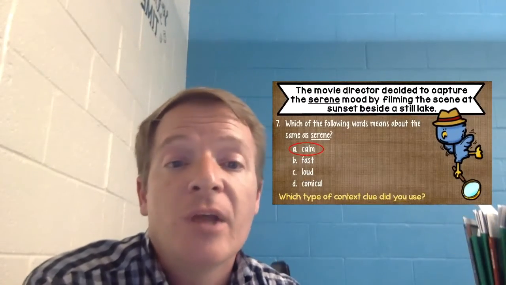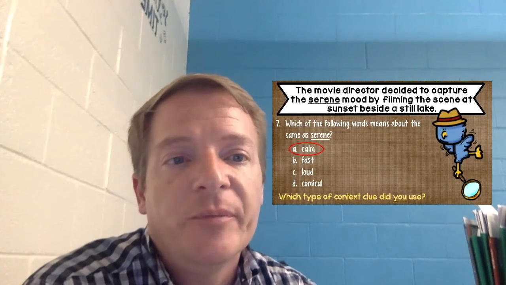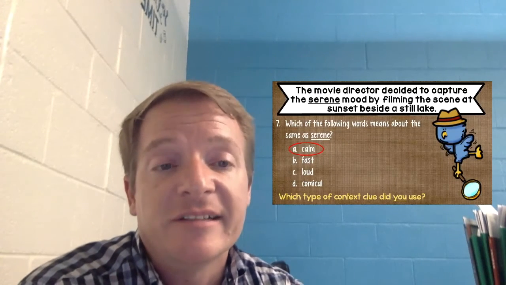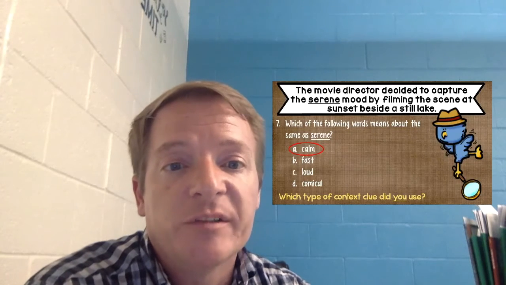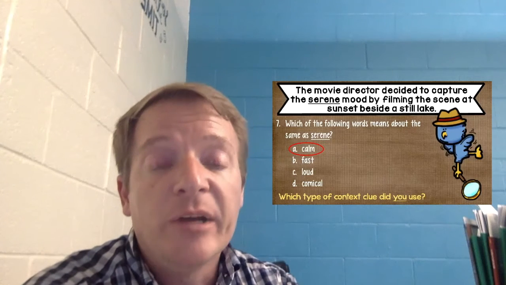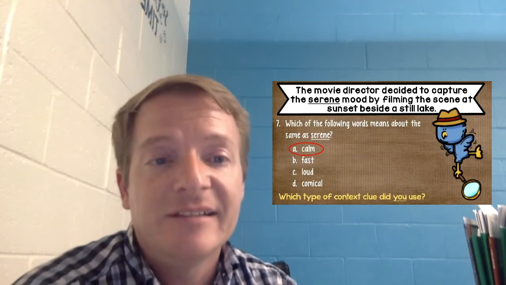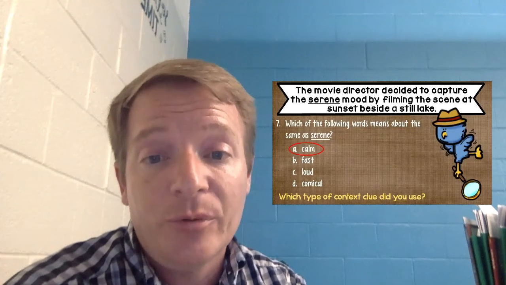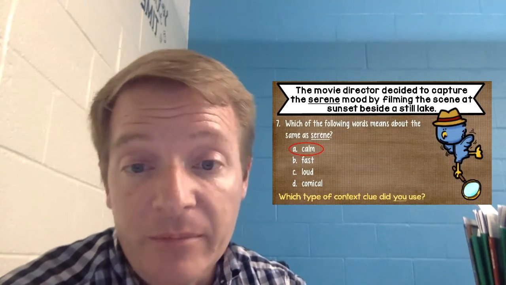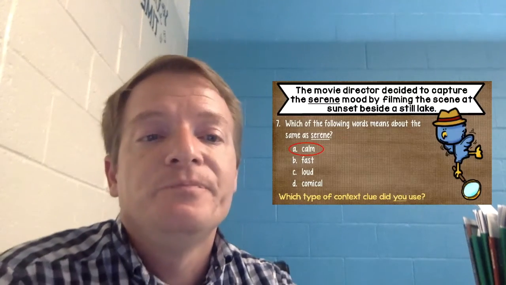Okay, next word. The movie director decided to capture the serene mood by filming the scene at the sunset beside a still lake. Which of the following words means about the same as serene? And they say it means calm. How do we know that? Because they've seen beside a still lake. The still lake gives you an example of what serene means. So the answer would probably be example on this one.